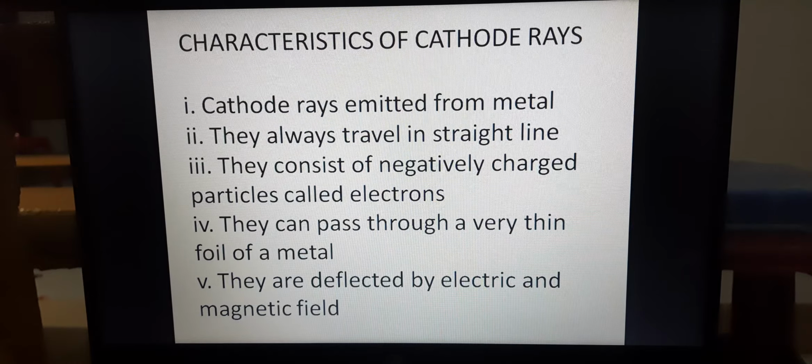Remember, since these particles are negatively charged, they are attracted to the positively charged plate. Positively charged plates are called anode. Try to remember, the name is anode. So this anode will attract the electrons. Therefore the cathode rays are attracted by the anode.